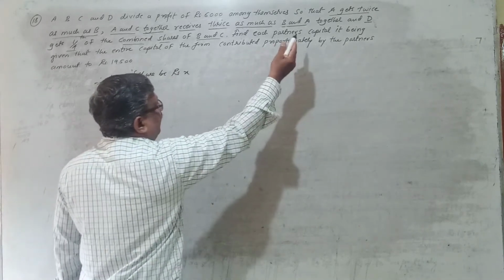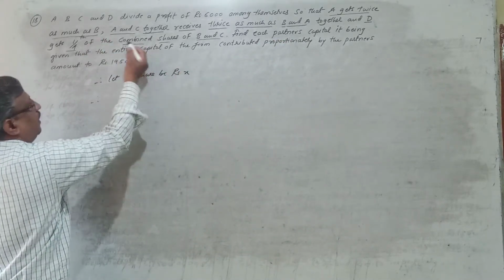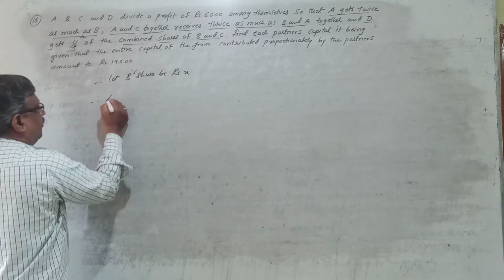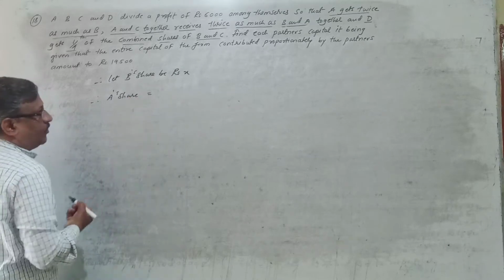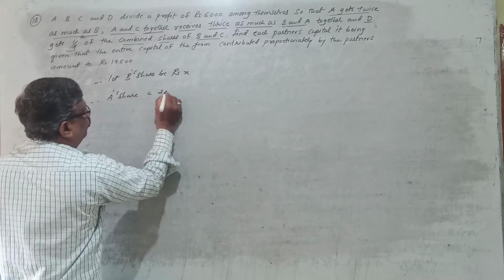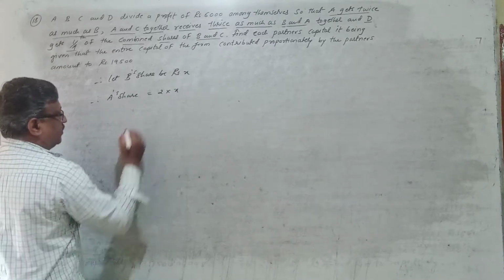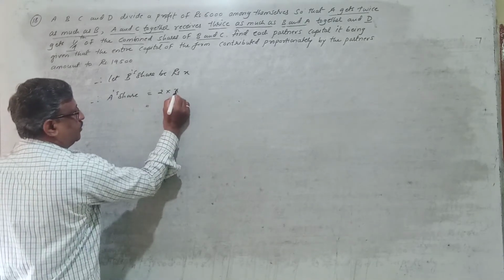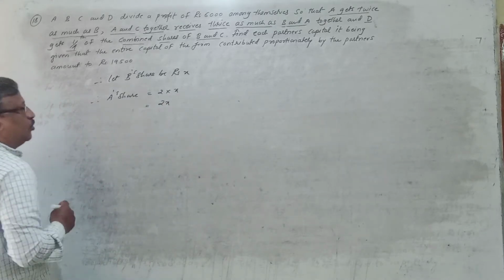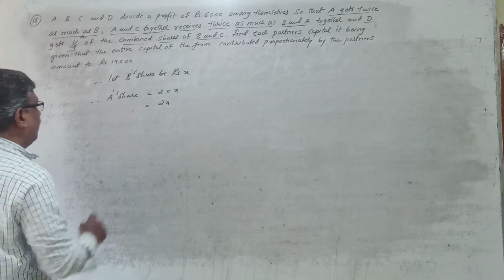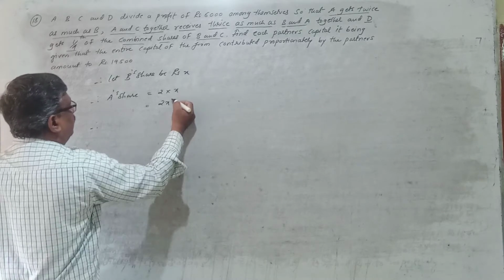Now how is A getting? A is getting twice, double that of B. Means if you double B's share, we get A's share. So now you calculate A's share of profit. A's share of profit is equal to 2 times B's share. So 2 into X, which is 2X. So 2X is the share of A. Like this, we know the shares of A and B.